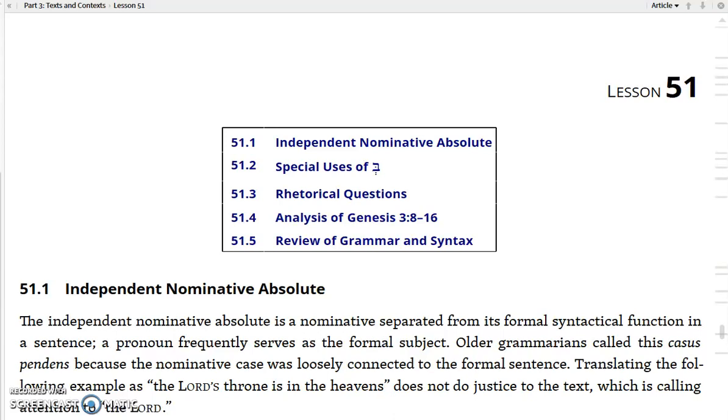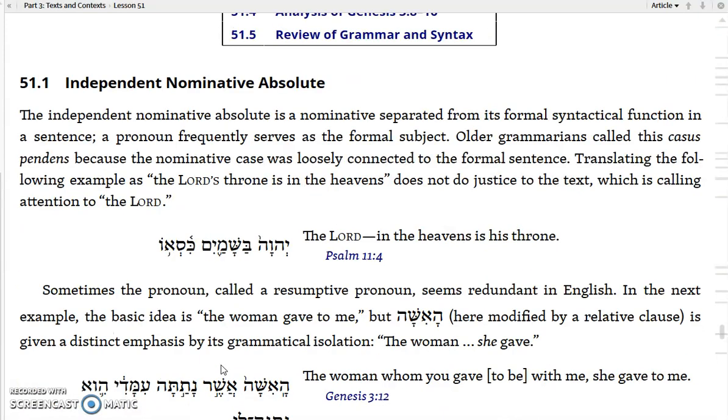I now move on to introduce Ross Lesson 51. 51.1, Independent Nominative Absolute.